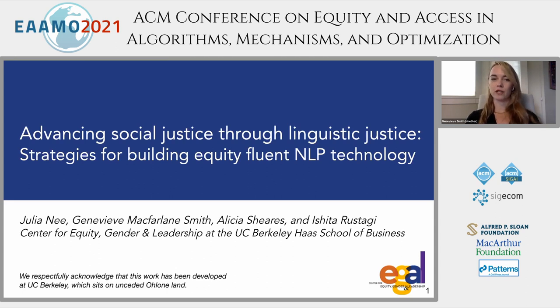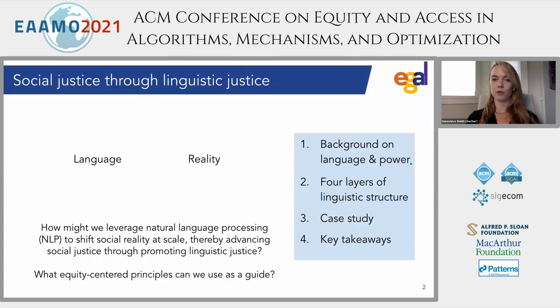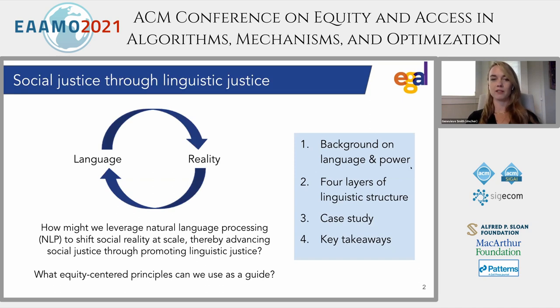So language and social reality are mutually reinforcing. And as a result, natural language processing, NLP, presents a unique opportunity to shift social reality at scale, advancing social justice by promoting linguistic justice. However, many insights from the social sciences and other fields remain underutilized to date in the field of NLP.